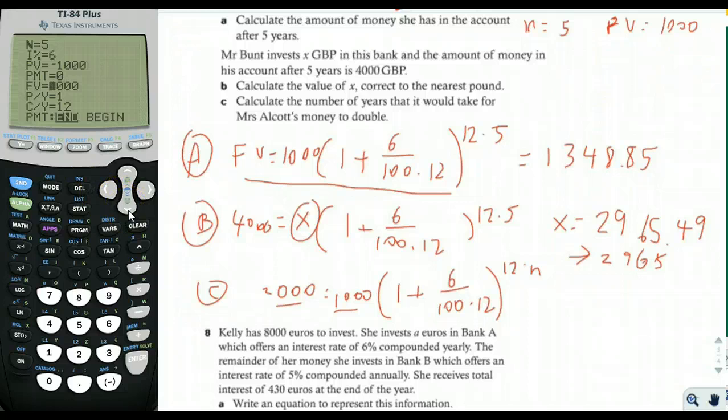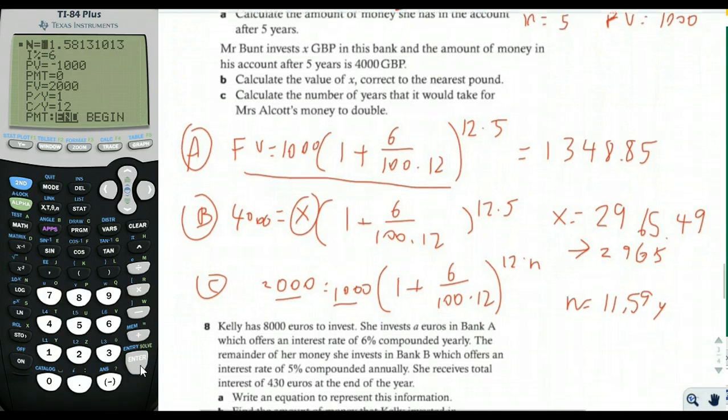And then the future value is going to be 2,000 because we want to make it double. And then C divided by Y is 12. And then we want to find out what N is going to be. So we do alpha, enter. And it gives us 11.59 number of years. So it would be 11.59 years. Okay.